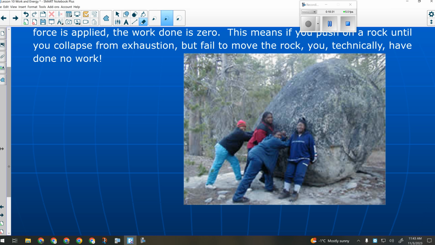Because they're pushing horizontally, and friction's also a horizontal force. But friction only matters if I move the rock. Aren't they still exerting the force? They're exerting a force on the rock. What is the rock doing? It's exerting a force back. The rock's energy isn't changing, okay? But work is being done on them.